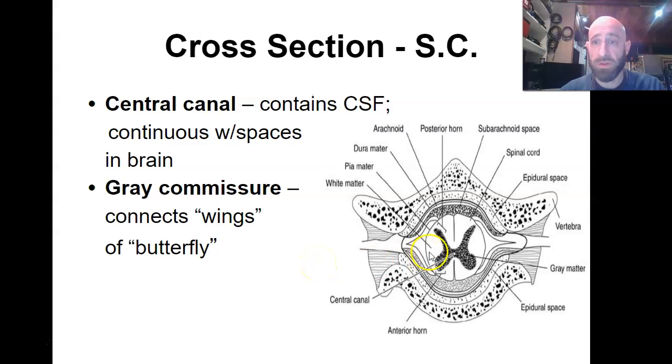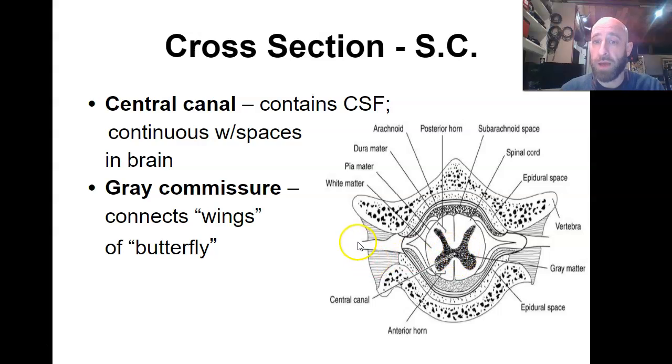So just a quick review of what we talked about up to this point. We have our posterior median sulcus, our anterior median fissure. We have our horns of the gray matter, the anterior and the posterior horn. We have the funiculi of the white matter, and we have our central canal going right down the center. And then finally, we have our gray commissure.